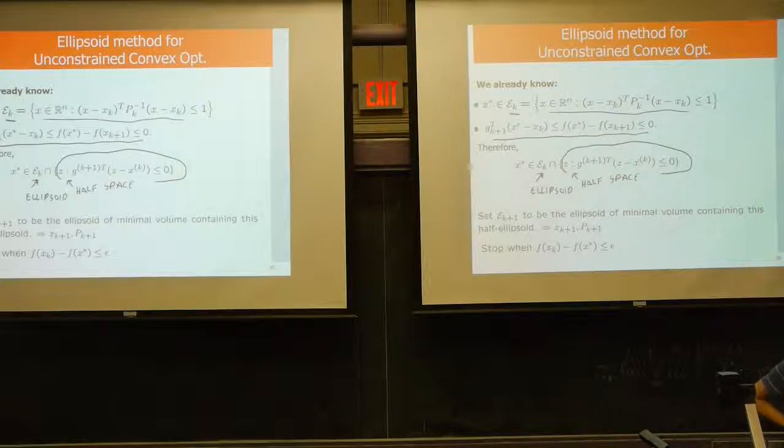So what we do is that we have epsilon k, we calculate this half space, we intersect that with the ellipsoid, we get again a half ellipsoid, and we fit a new ellipsoid to this half ellipsoid, and we stop if this difference is smaller than epsilon, or say your function value doesn't change much.